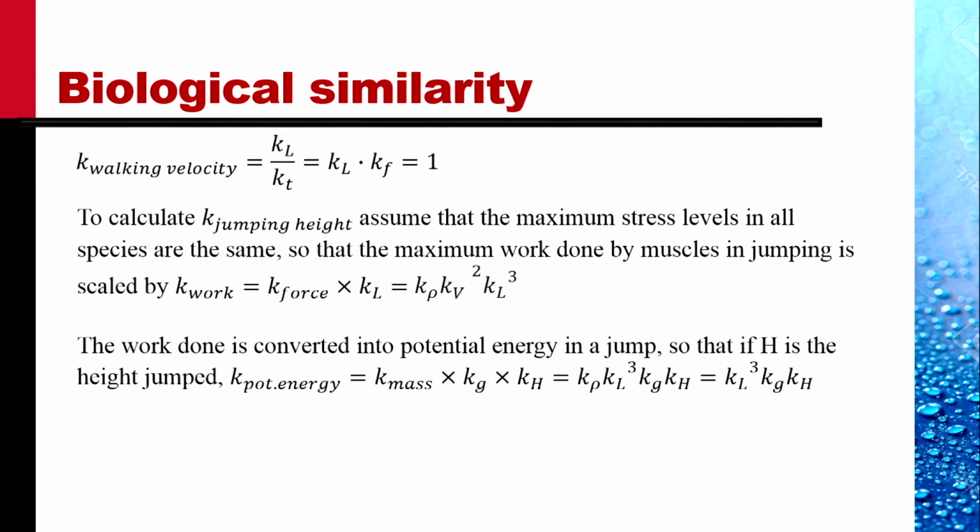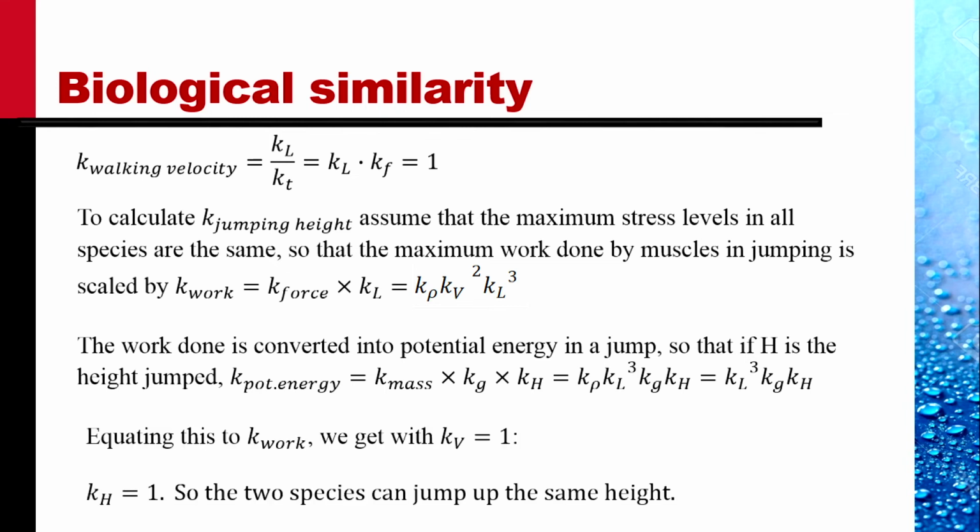The work done is converted to potential energy in the jump, so that if H is the height jumped, K potential energy is like K mass into Kg into Kh. And so it gives you KL cubed, Kg, Kh. Equating this to K work, with Kv equal to 1, we get Kh is equal to 1, so that the two species can jump up the same height.